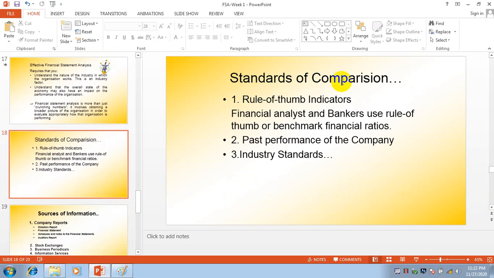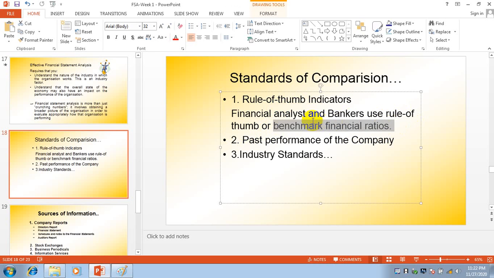Now, different standards of comparisons. Rule of thumb indicators. Financial analysts and bankers use rule of thumb or benchmark financial ratios. Rule of thumb means some ratios. In these ratios, there are some standards. These financial analysts are using these benchmark, these standard ratios for comparisons.